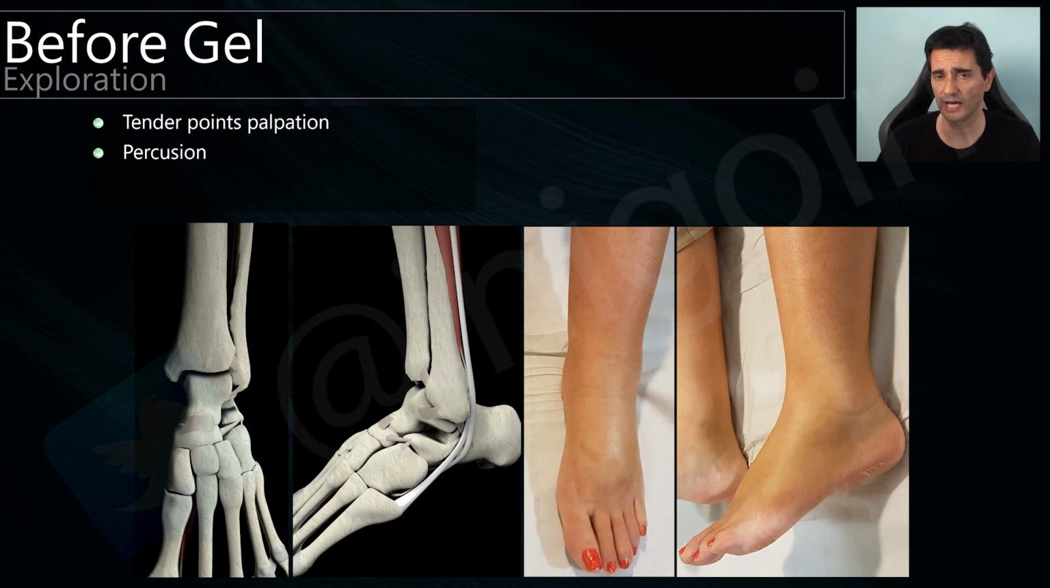Percussion is another tool I use in my consultation. I perform percussion of the fibula and the medial malleolus, and I use the percussion of my fingers, not the hammer. It's more sensitive to detect bone edemas or bone fractures, maybe non-displaced fractures. With palpation, usually it's not very sensitive, but percussion is more sensitive.